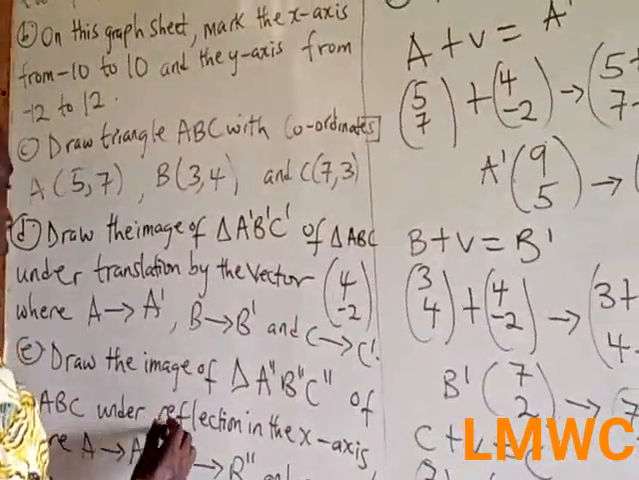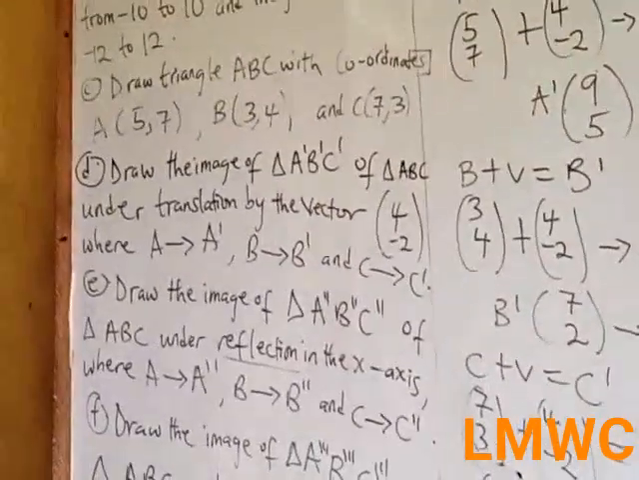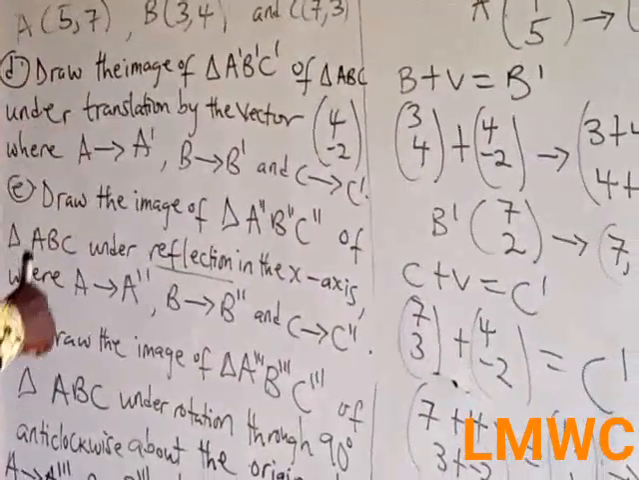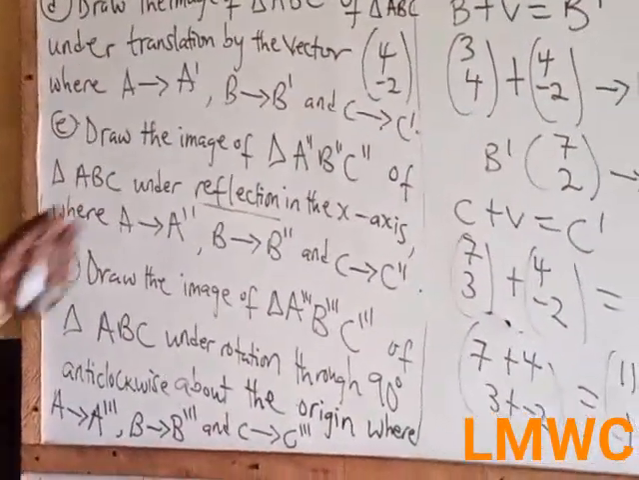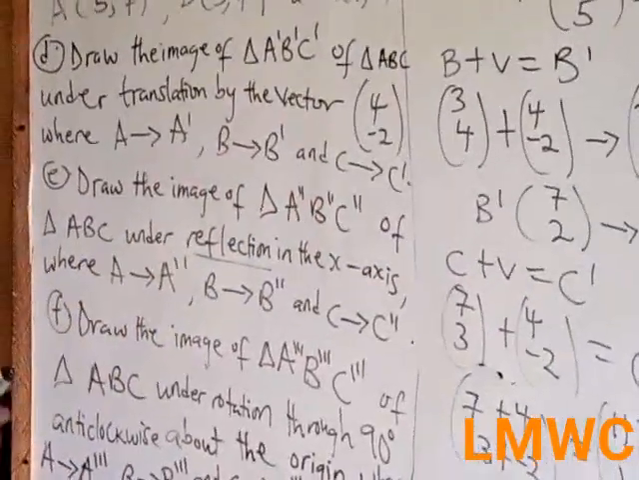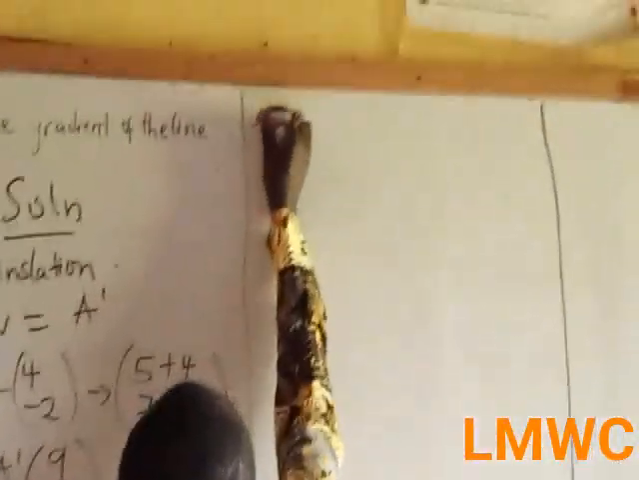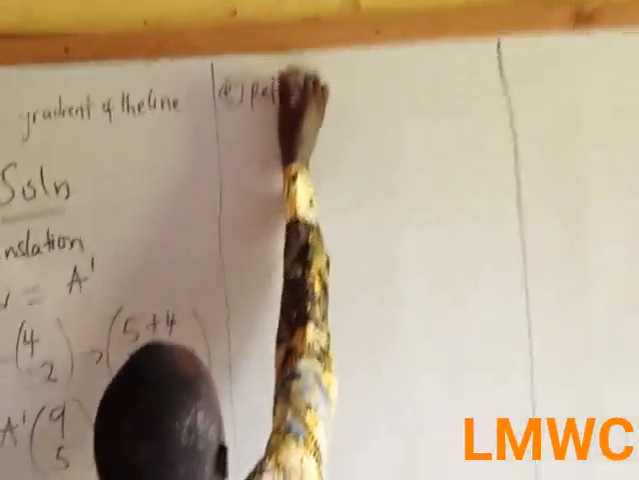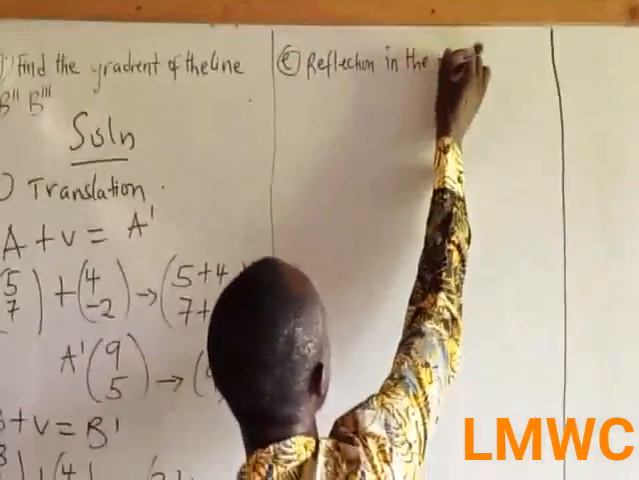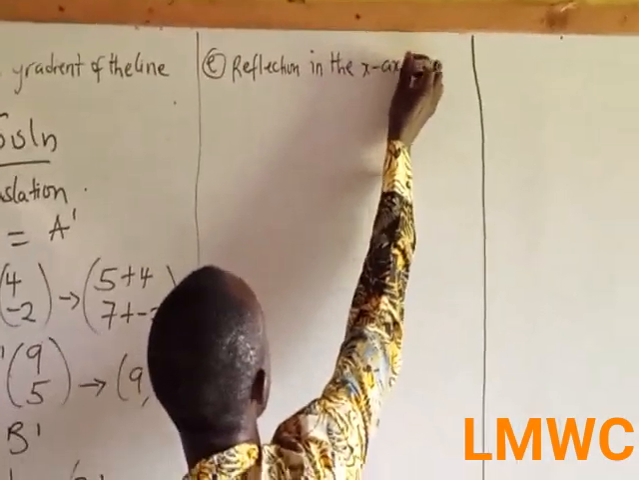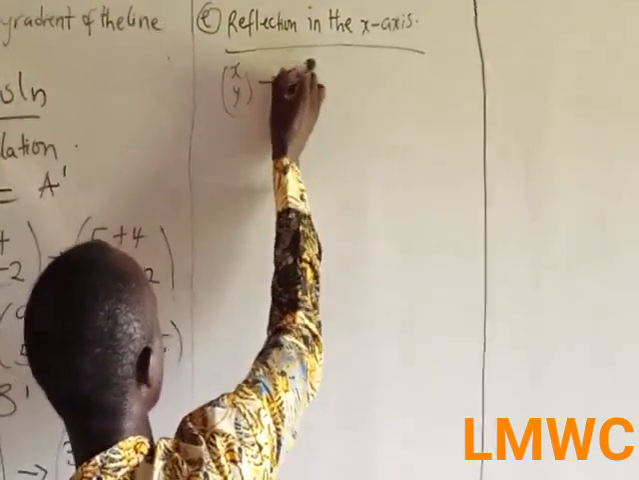G, they are talking of reflection. And reflection, they are saying in the x-axis. And reflection in the x-axis, you negate y. This is the same as reflection in the line y is equal to 0. Take note. Anytime you see reflection in the x-axis, it's the same as reflection in the line y is equal to 0. So let's work it out. G. Reflection in the x-axis. So it means y is what? Negative. Take note.